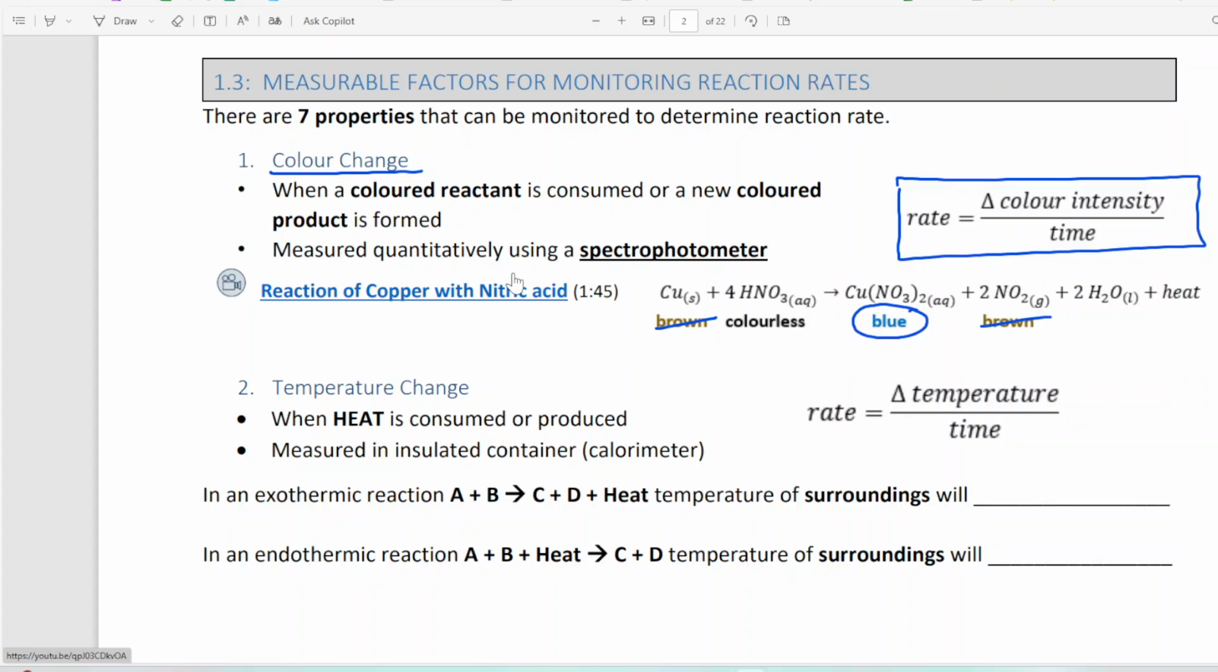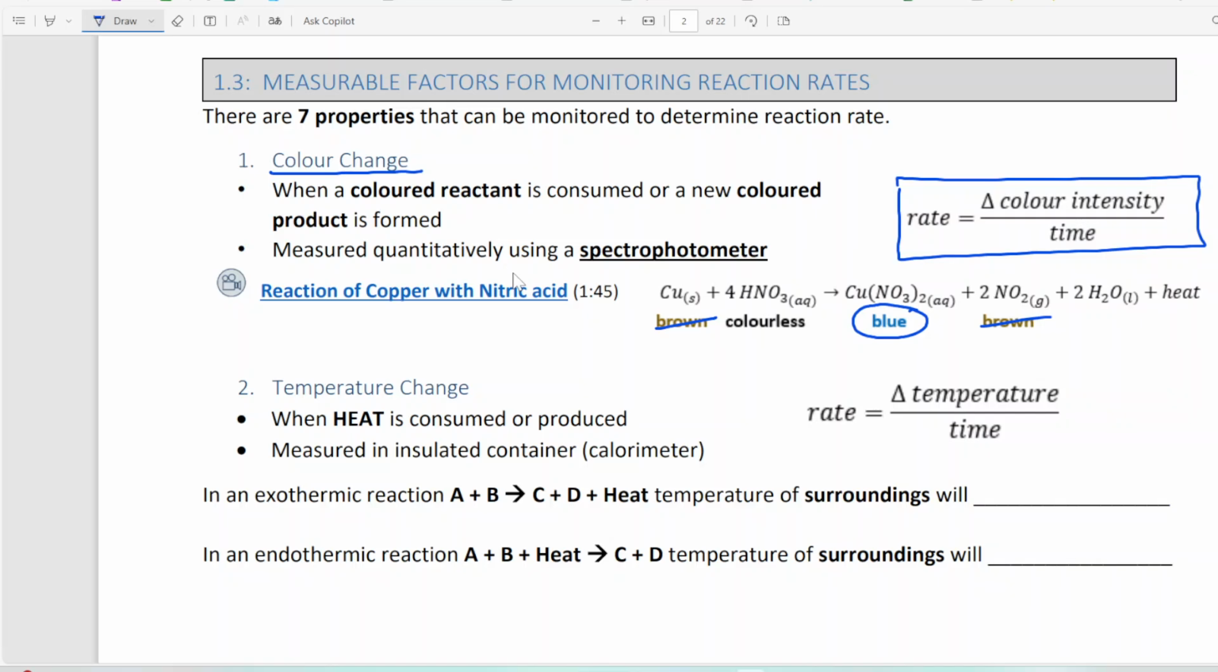Heat can either be consumed or produced in a reaction. Hopefully you know the words exothermic versus endothermic. When a reaction is exothermic, it's releasing heat, and when it's endothermic, it's consuming heat. What we could look at is the change in the temperature of the surroundings over time. We would do this in an isolated container, something like a calorimeter if you've taken physics.